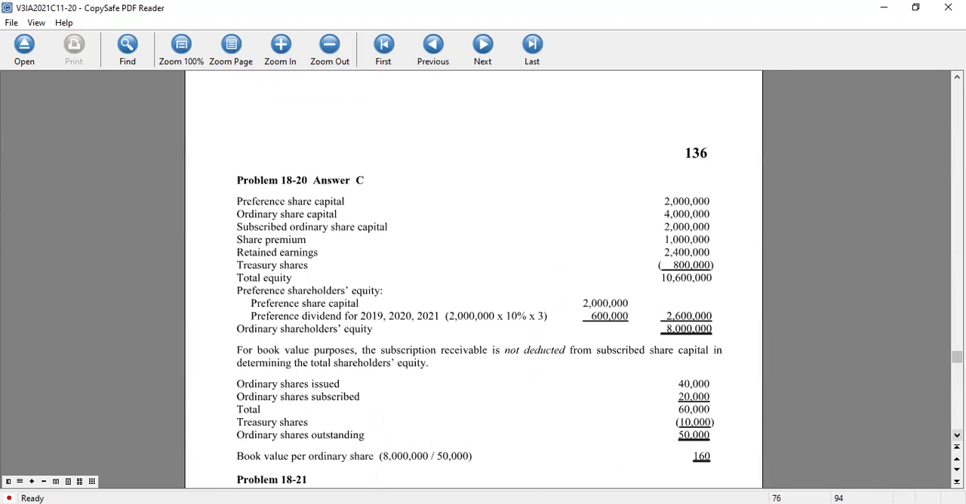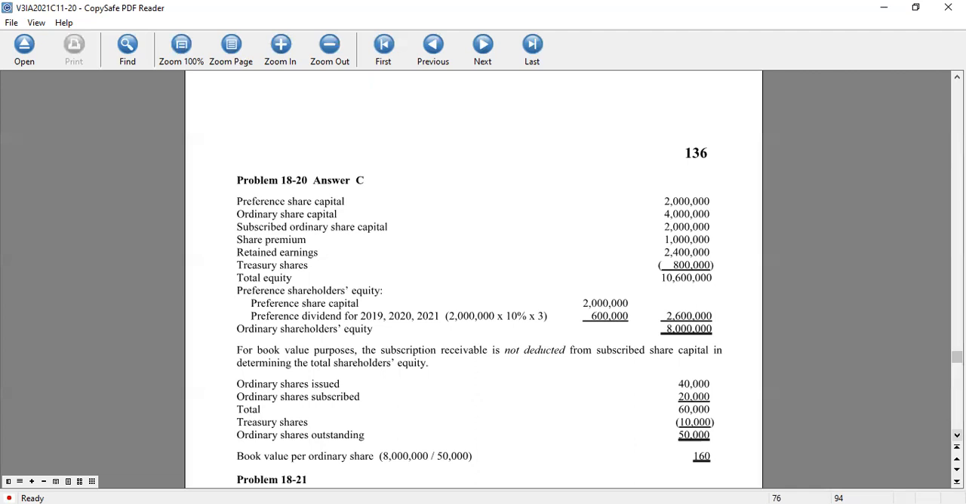So the preference share capital of 2 million, the ordinary share capital of 4 million. Then we add subscribed ordinary share capital of 2 million, share premium of 1 million, and we have retained earnings of 2.4 million. We deduct 800,000, the treasury shares, leaving the net equity of 10.6 million.